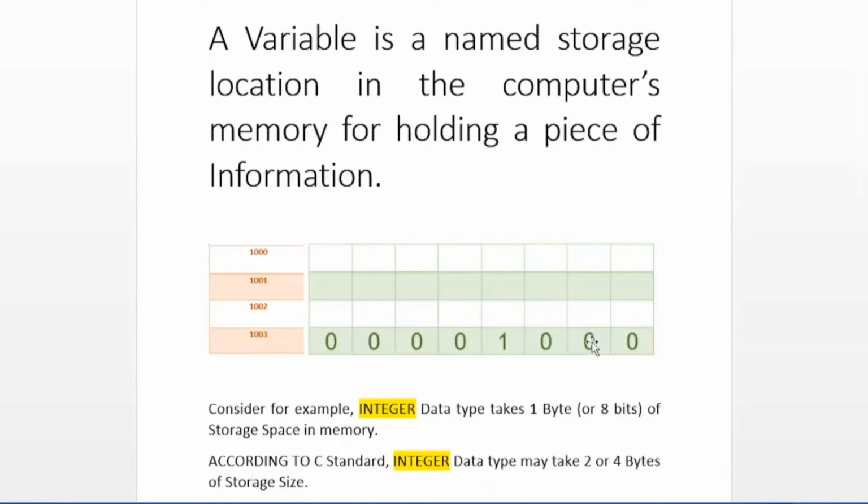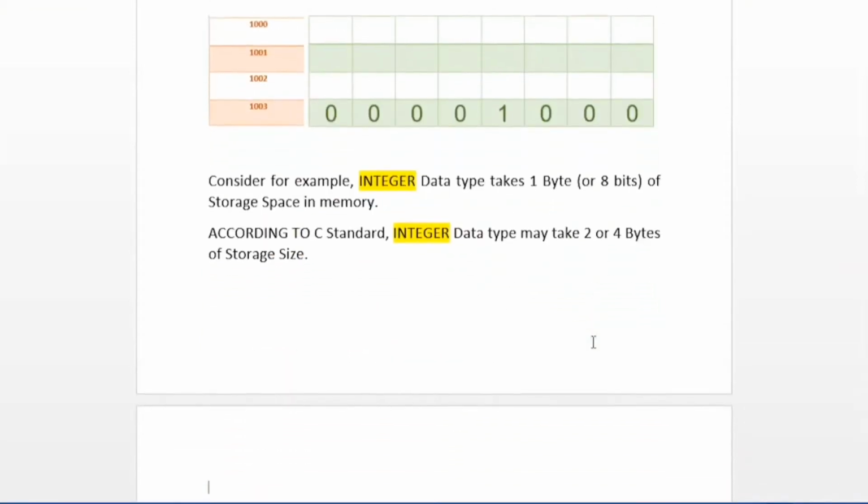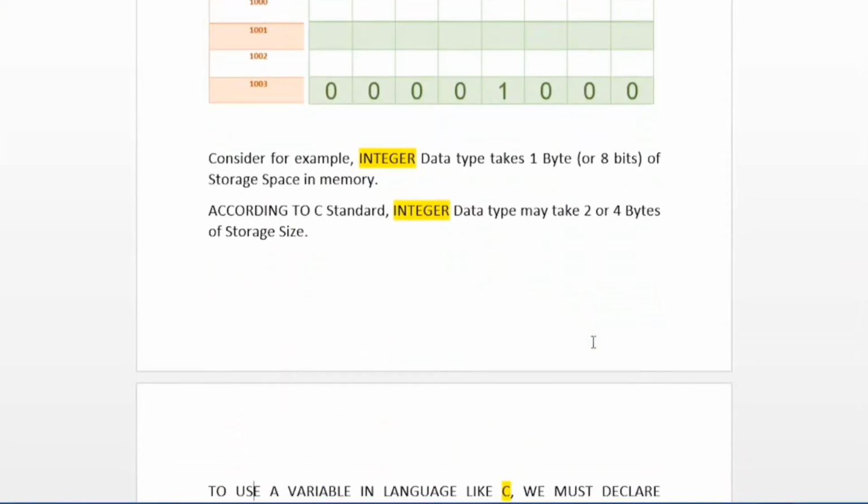Although, let me tell you that actually in a computer, every piece of information stored in memory is stored in 2's complement representation. That is another thing. For the sake of simplicity, just assume that it is being stored simply in signed binary representation. Okay, now next.